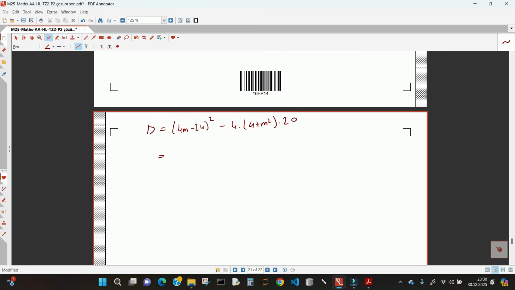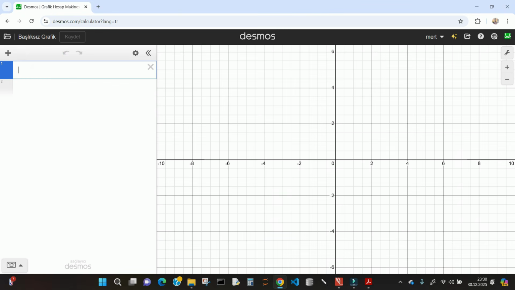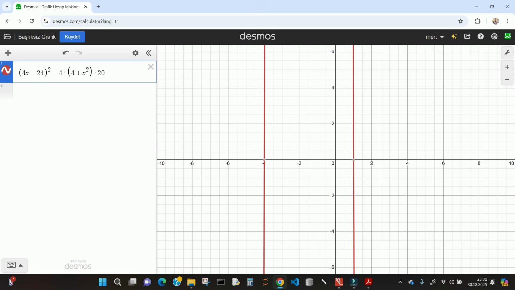Let's simplify this. Or we don't need to, we can just calculate directly with the graphing calculator. Let's say 4x minus 24 squared minus 4 times 4 plus x squared times 20, right? The x intercepts are 1 and minus 4, which will give us 0, 1 and minus 4.